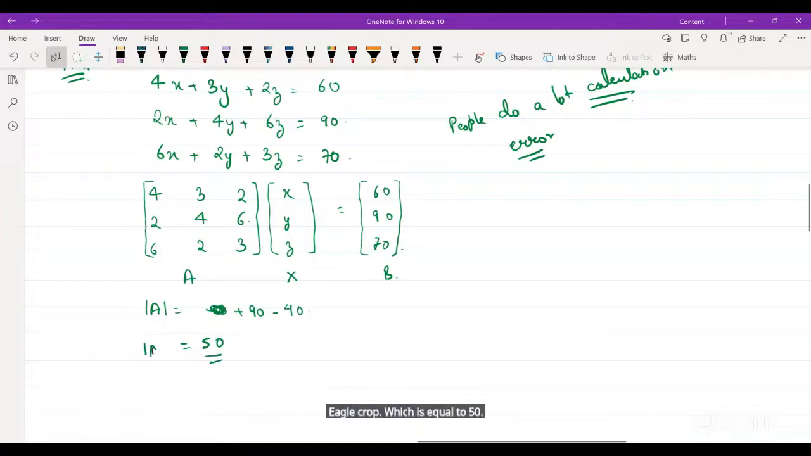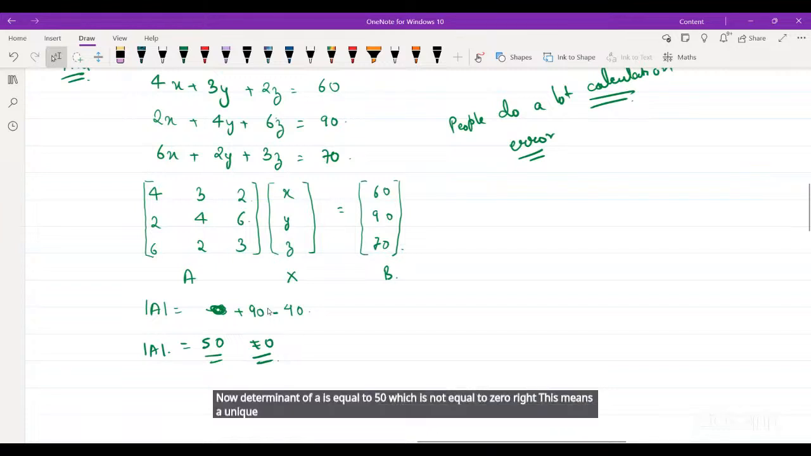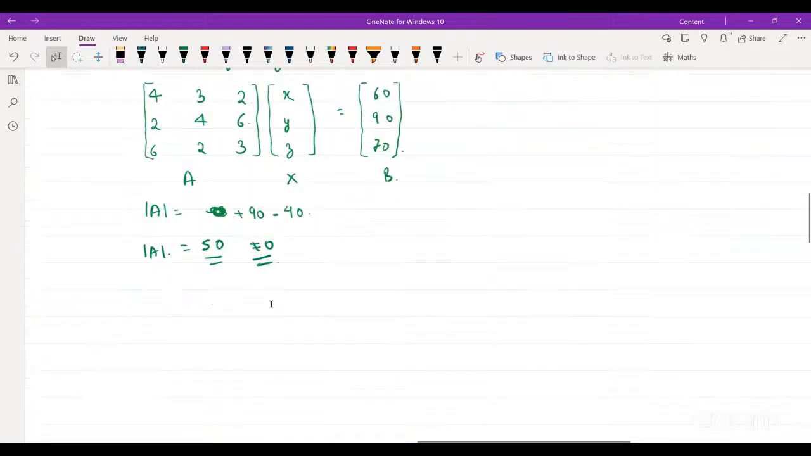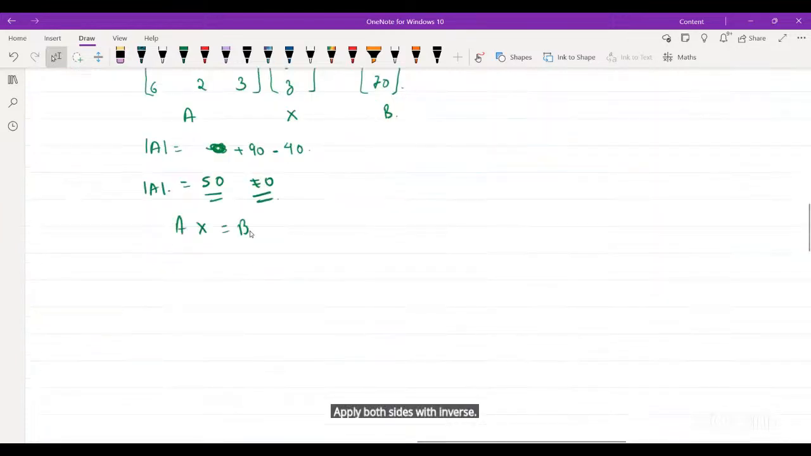Now determinant of A is equal to 50, which is not equal to 0, right? This means a unique solution will exist for x, y, and z, right? Right, people? Okay, now let's see. A is not equal to 0. Multiply both sides with A inverse. Is that clear, people?